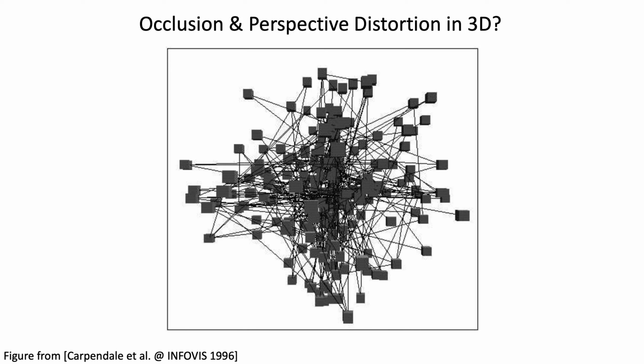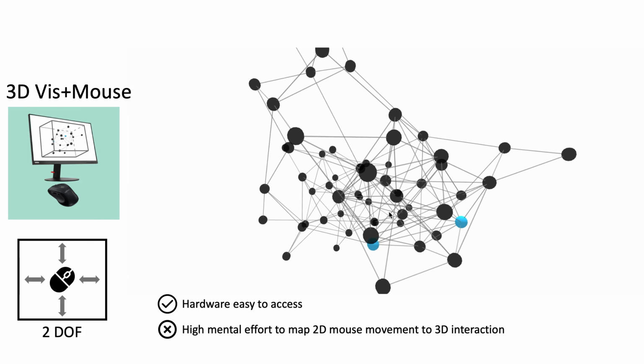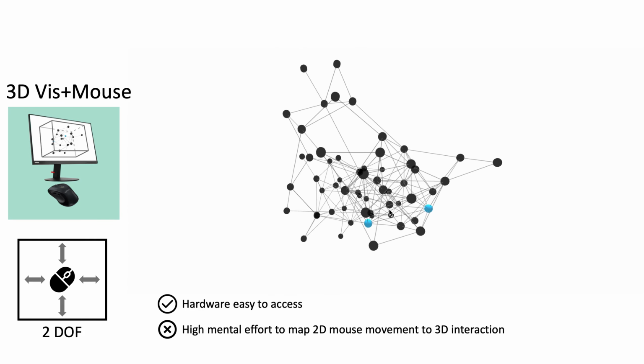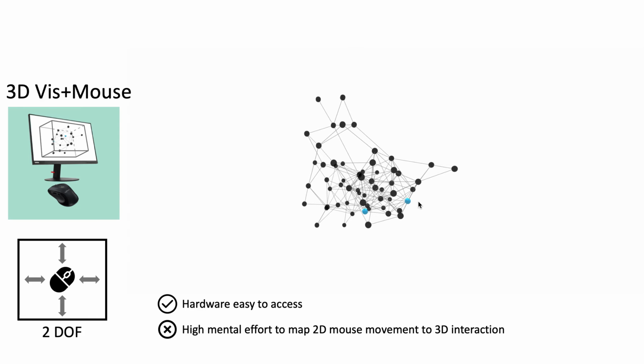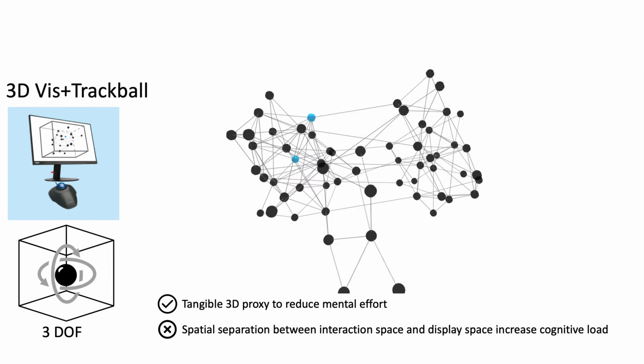In addition to the visualizations themselves, different technology can impact the ease of network analysis. A standard mouse can use the virtual sphere method to encase a digital 3D graph in an invisible sphere that it can then drag to rotate. A standard mouse is widely accessible, but it requires high mental effort to map 2D mouse movements, left, right, up, down, to resulting 3D interactions on screen.